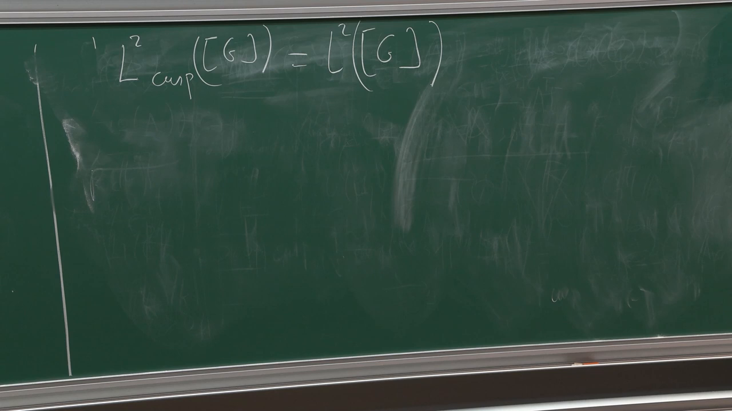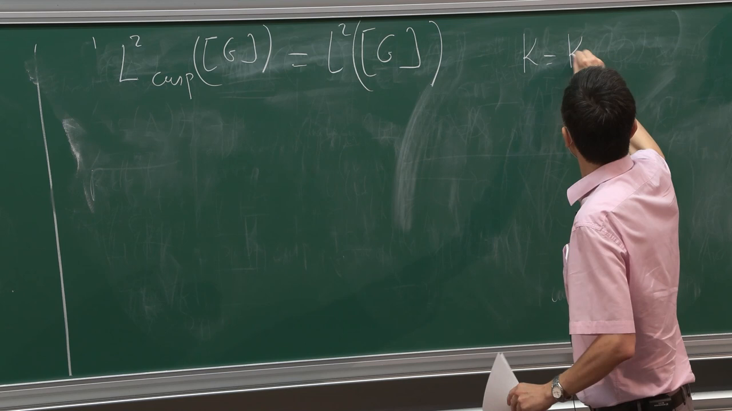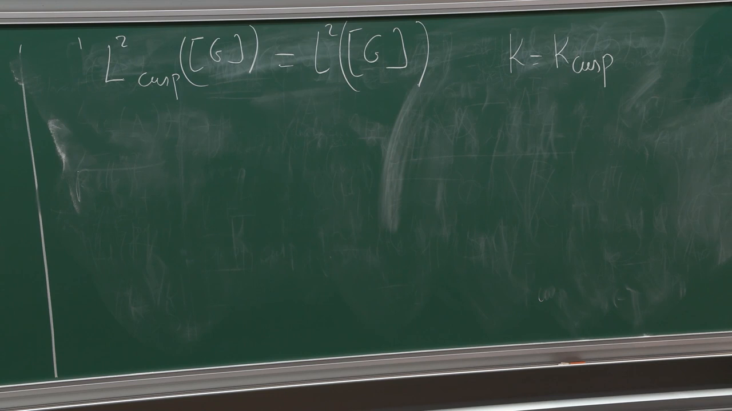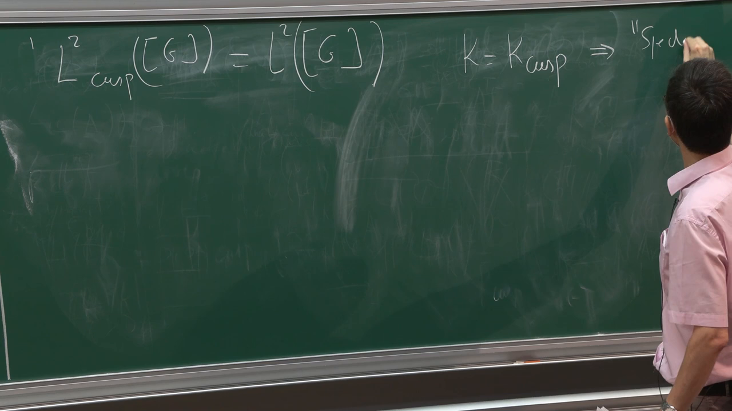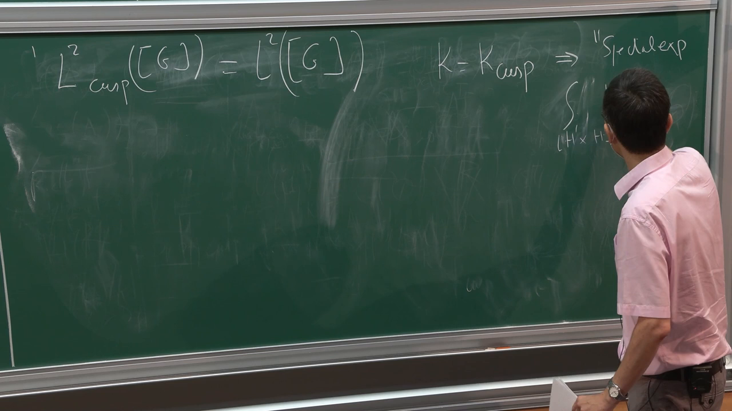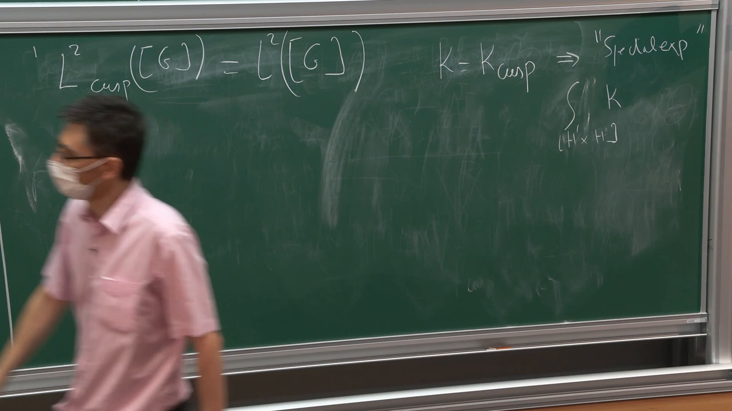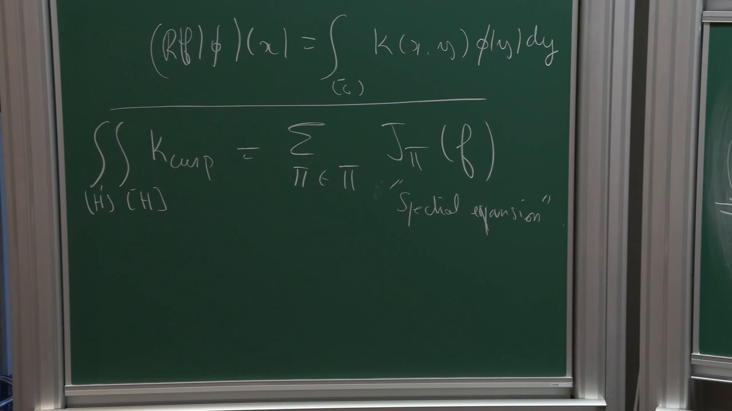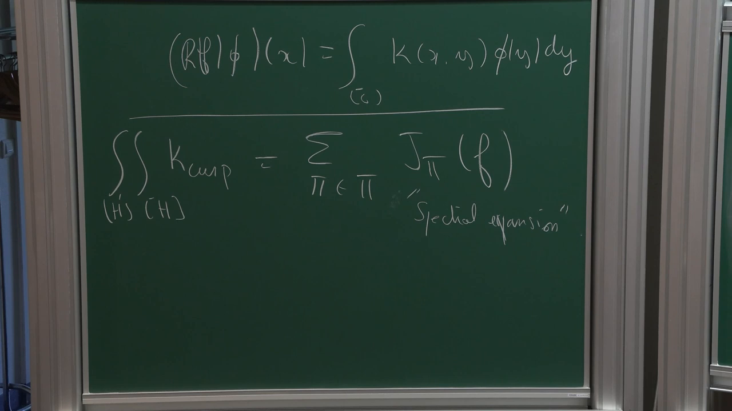So we have the kernel is a cuspidal part of the kernel. And so we have automatically the spectral expansion of, say, h prime plus h of k. And so the spectral expansion is the right hand side here. Okay, so it's okay for the spectral expansion.